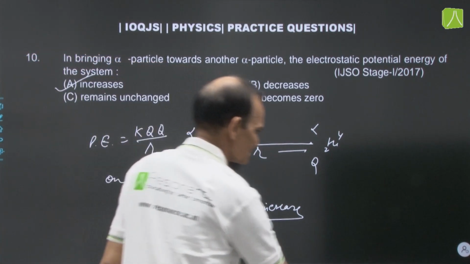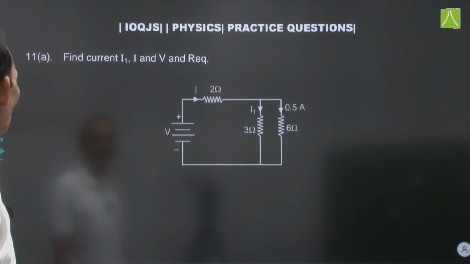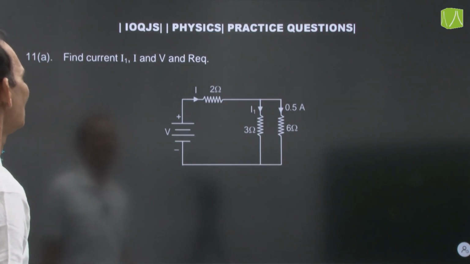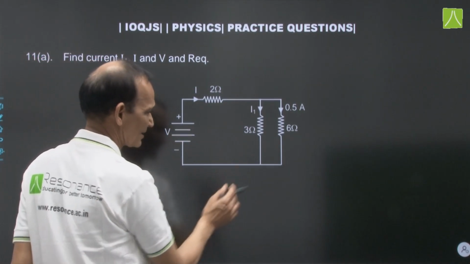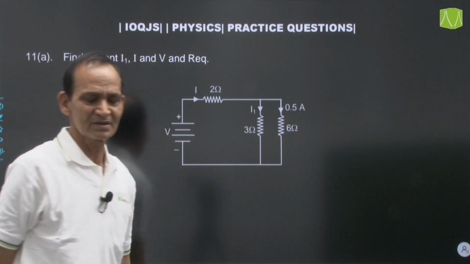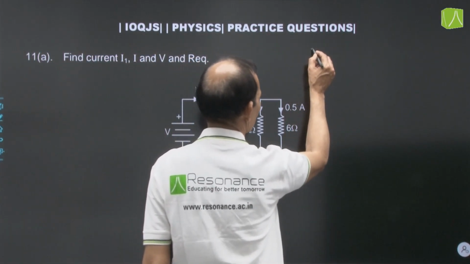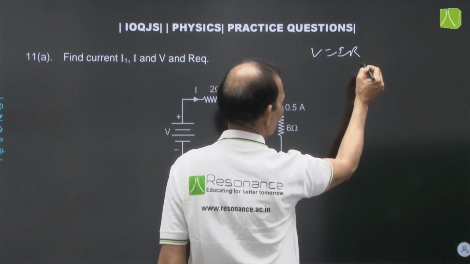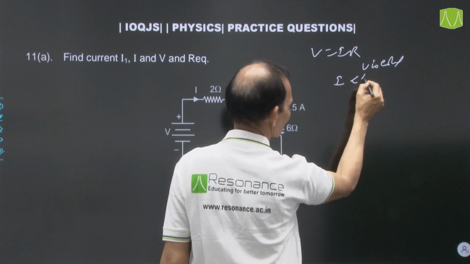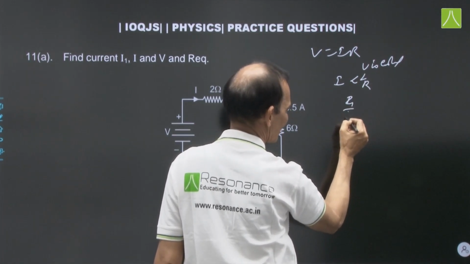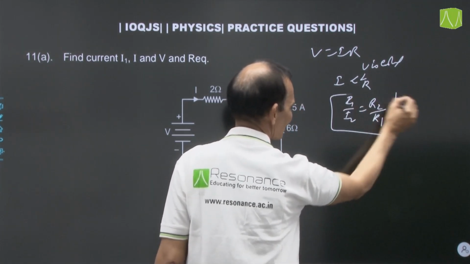Now the next question is a subjective question. Find current I1, I, V and R equivalent. You have to find the current. Now think about this 3 ohm and 6 ohm, they are connected in parallel. In parallel, you know very well V is equal to IR, and in parallel V is constant. So I is proportional to 1 upon R. We can write I1 upon I2 will be equal to R2 by R1. Remember it.